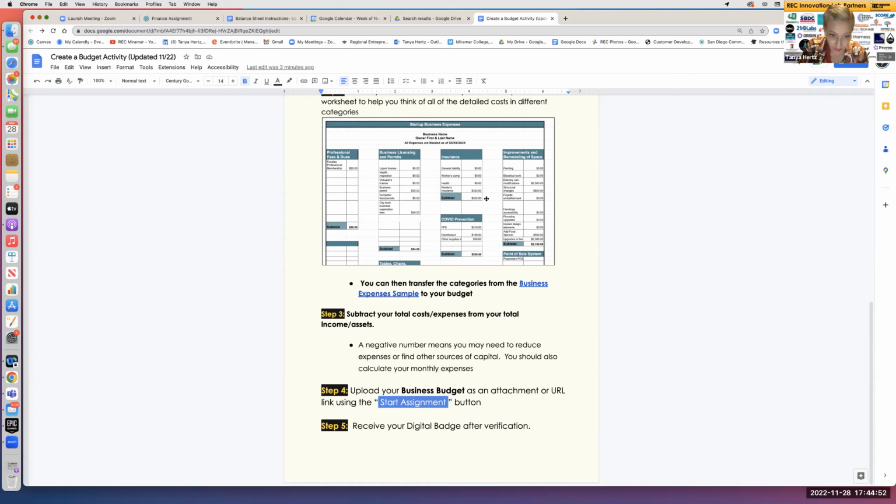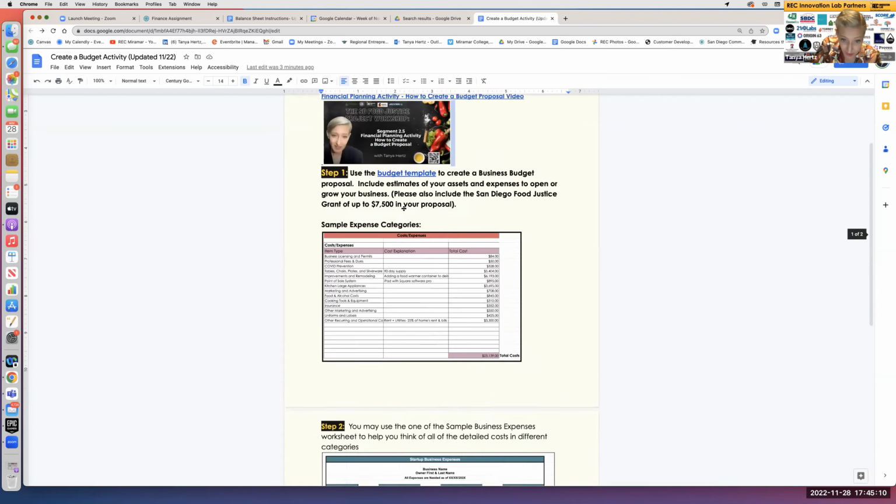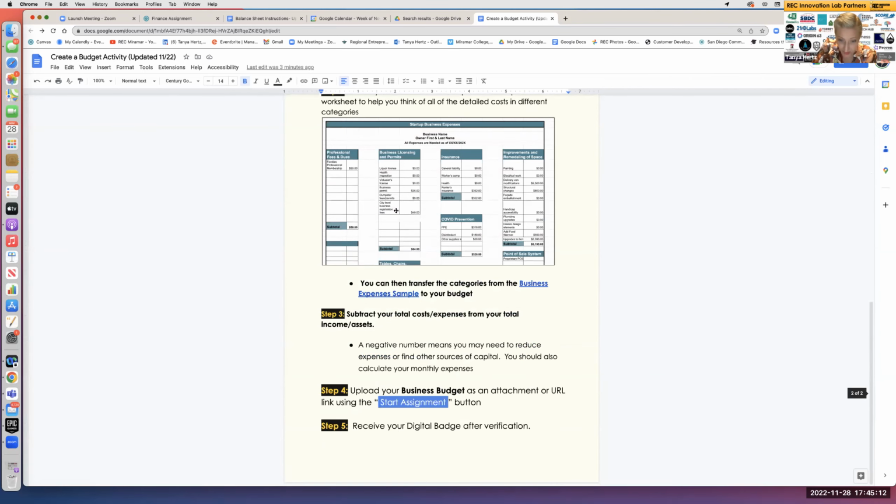And the sample that I gave you in here was for a food business. I gave you an example of a common home-based food business using those new MEHKO laws, allowing people to cook out of home and sell food out of their own homes. And so in this assignment, you'd be creating a budget for that kind of a business.